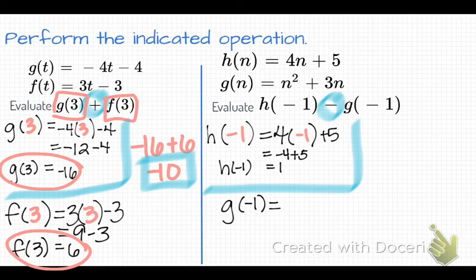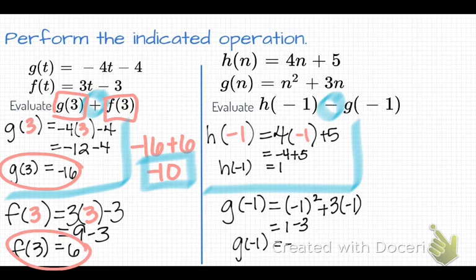So I have g of negative 1 equals negative 1 quantity squared plus 3 times negative 1, because that's my g function. What is negative 1 quantity squared? Positive 1, good. And what about 3 times negative 1? Negative 3. So g of negative 1 is negative 2. So h of negative 1 equals positive 1, and g of negative 1 equals negative 2.